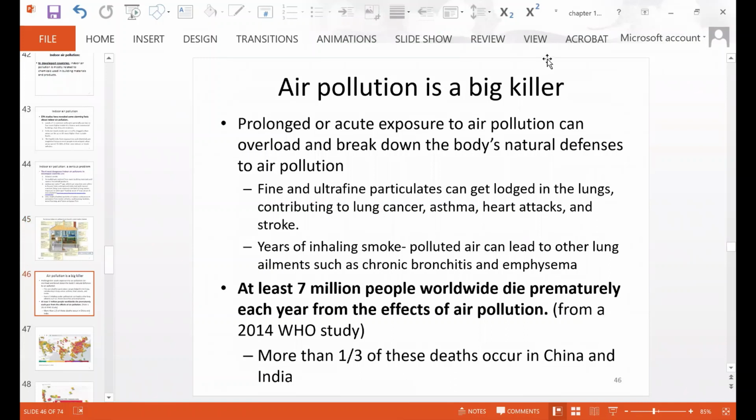Air pollution is actually a really big killer. Prolonged or acute exposure to air pollution can overload and break down the body's natural defenses to air pollution. Fine and ultrafine particulates can get lodged in the lungs, contributing to lung cancer, asthma, heart attacks, and stroke. Years of inhaling smoke-polluted air can lead to other lung ailments such as chronic bronchitis and emphysema.